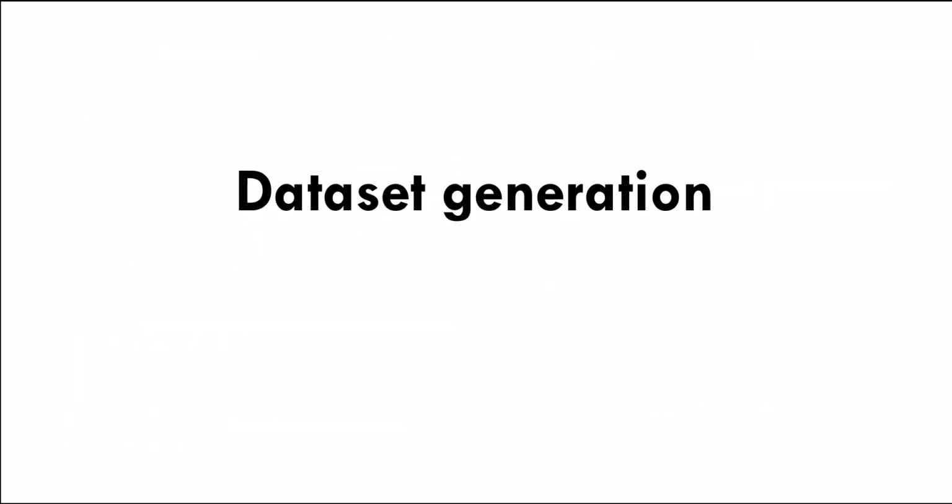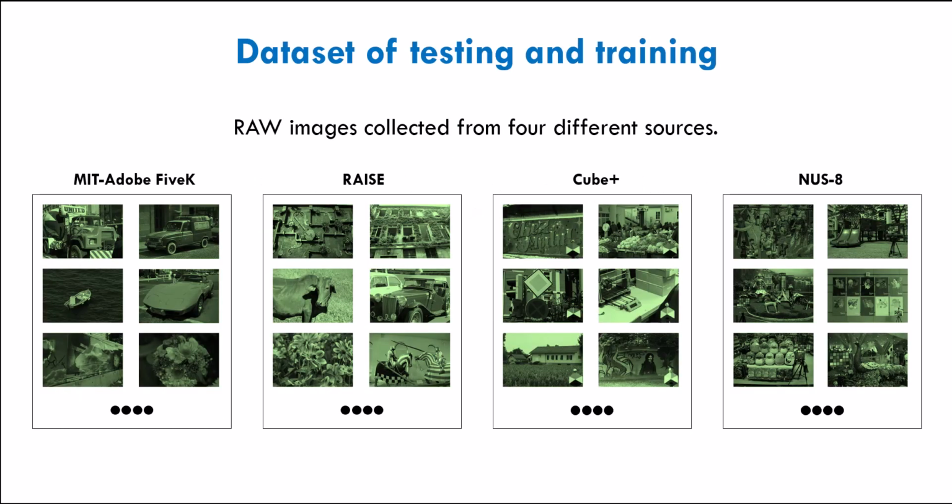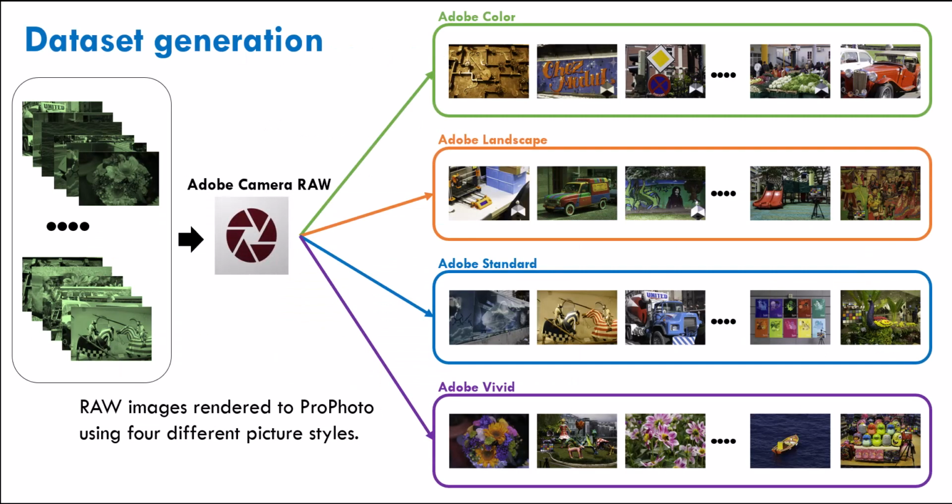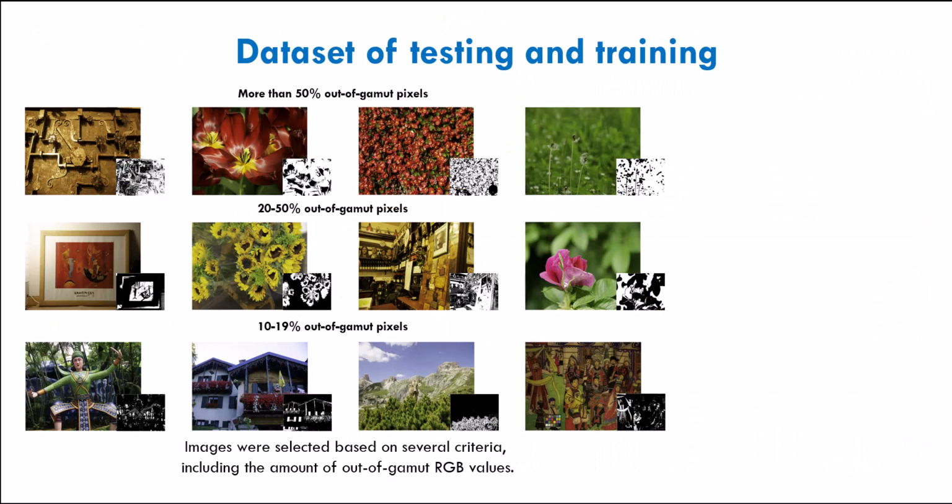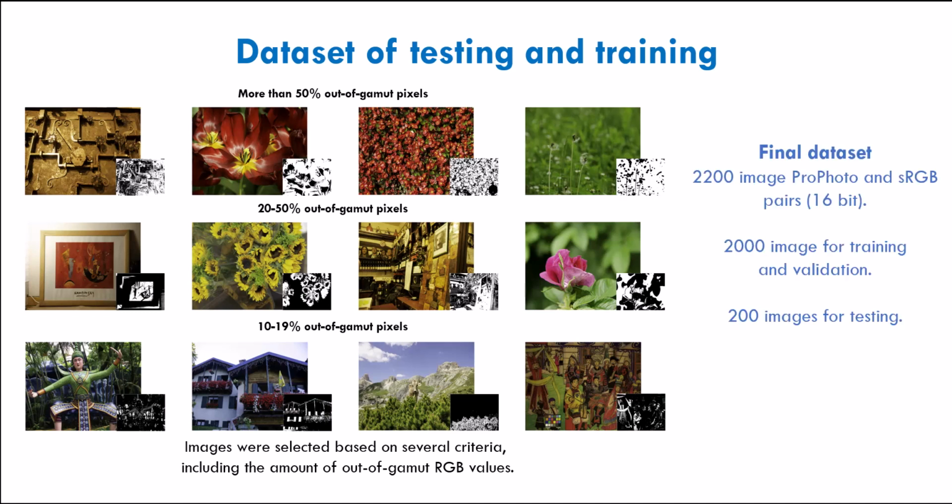We prepared a new dataset for this work. Raw camera images were selected from 4 existing datasets. The raw images were rendered using Adobe Camera Raw to ProPhoto with 4 different picture styles. From these rendered results, images were further filtered based on various criteria, the main one being the number of out-of-gamut pixels. Our final dataset consisted of 2,200 images. 2,000 images were set aside for training DNN-based methods. 200 images are used for testing. See paper for additional details.